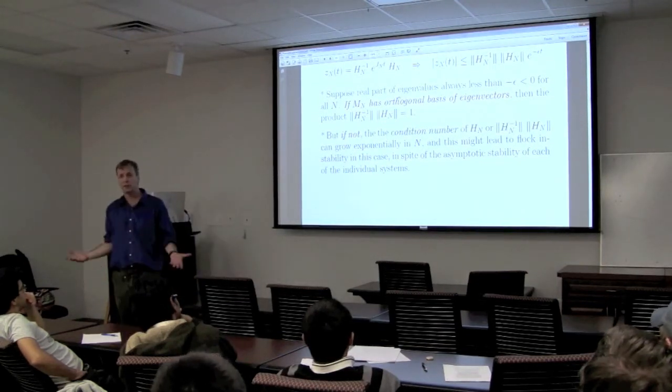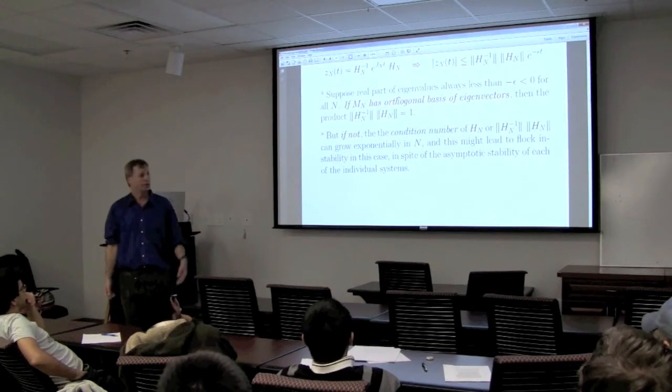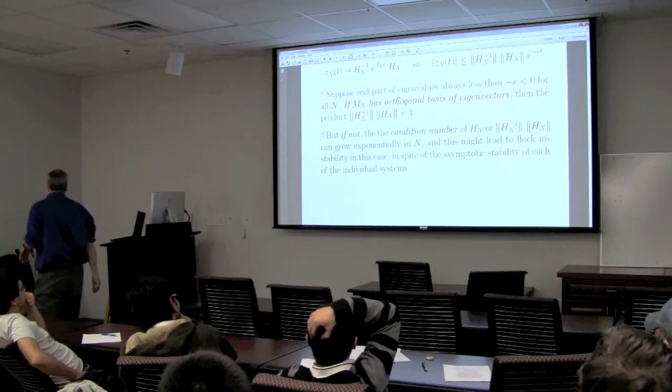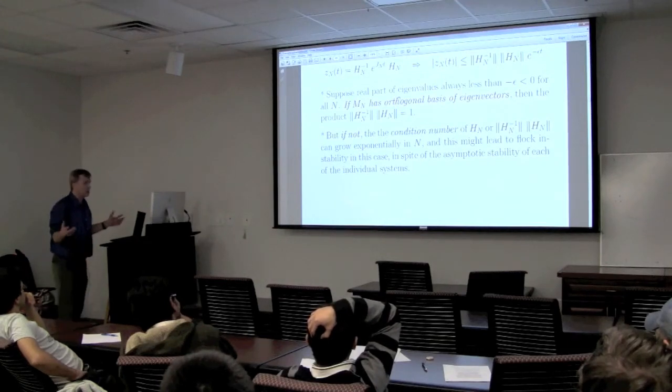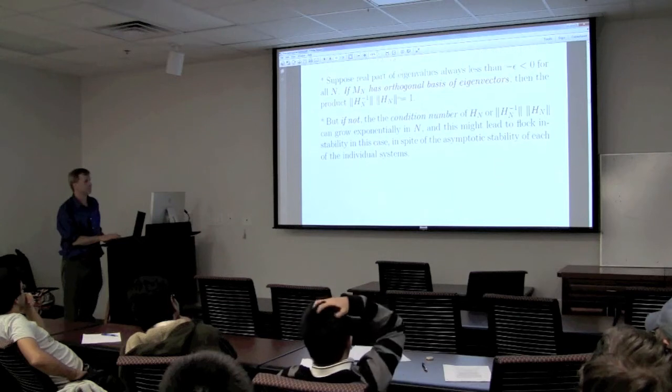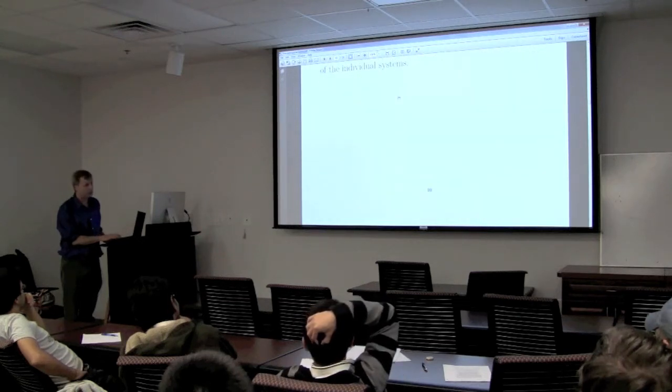If it's exponentially large in n, we call it flock unstable. So you take the log of that number, 1 over n times the log. And if that's positive, you call it flock unstable. Unfortunately, we can't really calculate that thing. So that's what the problem is.